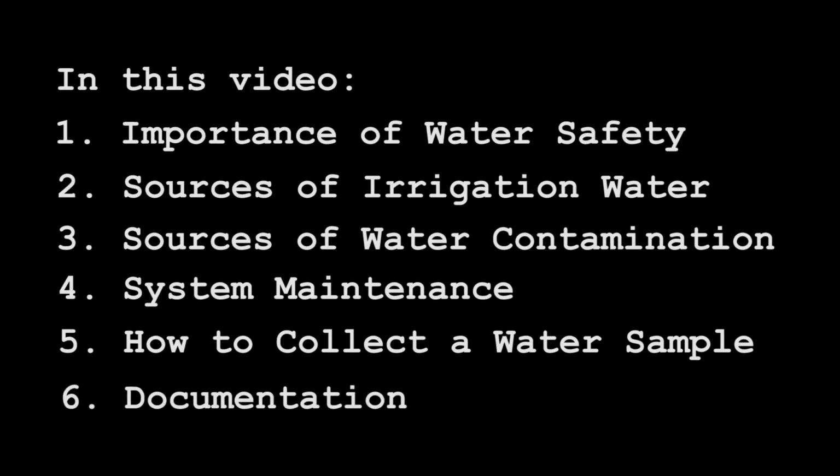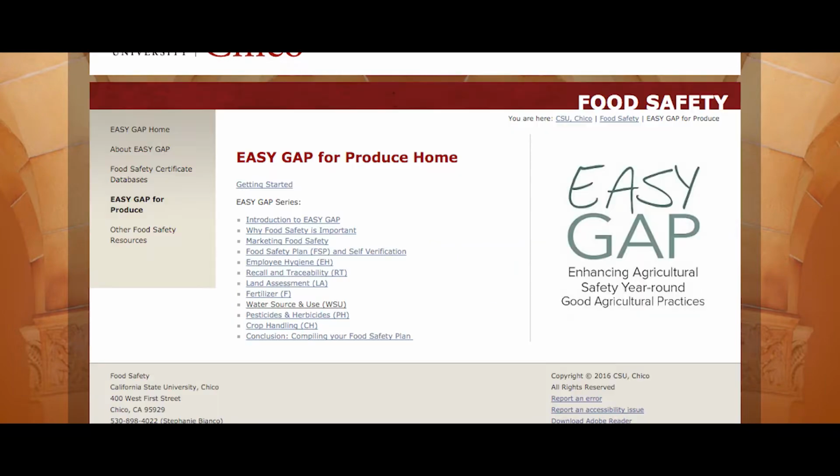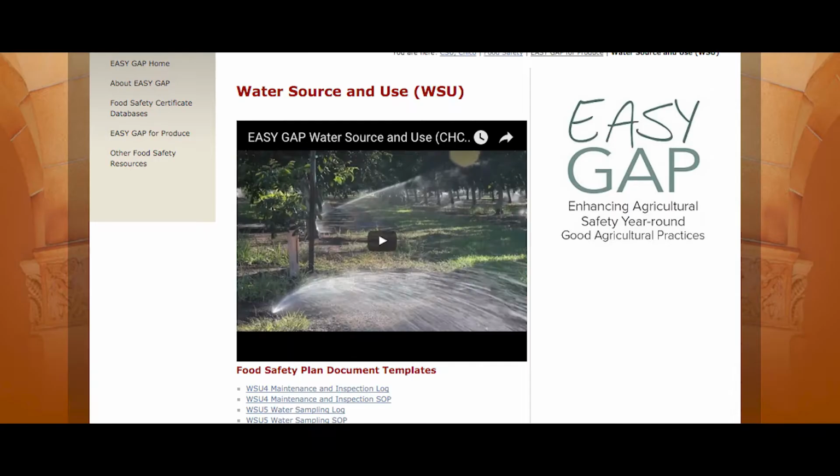There are 6 food safety documents that you will see used in this video. You can click on the links on the website to access the documents yourself. At the end of the video, we'll show you how they fit into your on-farm food safety plan.